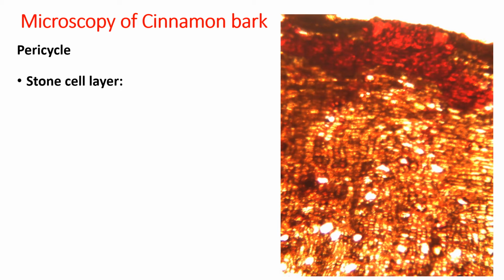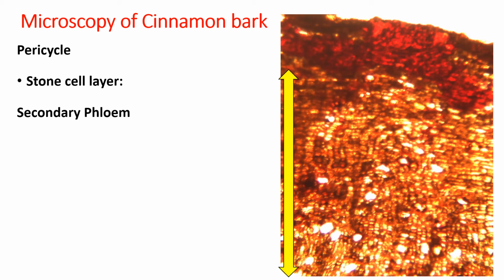Stone cells are the cells that are dead, and they provide mechanical support or rigidity to the bark. These are dead cells but lignified. They are lignified, so they can be stained pink with phloroglucinol HCl. Now in this video I have not shown the staining method, how to stain them, how to wash them, because that will be exactly similar to our previous videos.